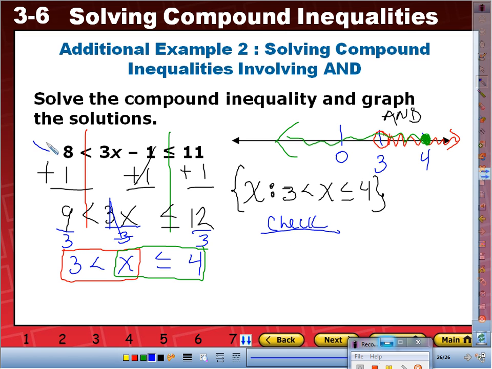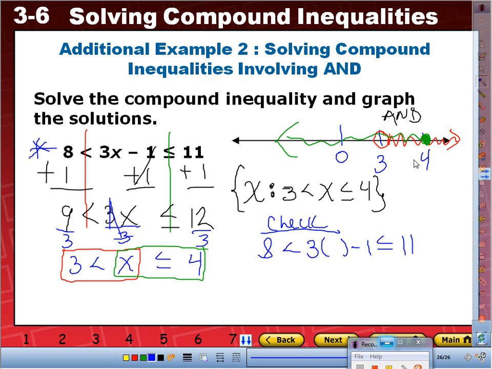And you write your original inequality, which is 8 less than 3(x - 1), less than or equal to 11. Now think about this question. I'm going to ask you to check our solution set. What numbers can I substitute in here to check that are part of my solution set? Think about it. Okay, so you're thinking of a number that's in between 3 and 4.